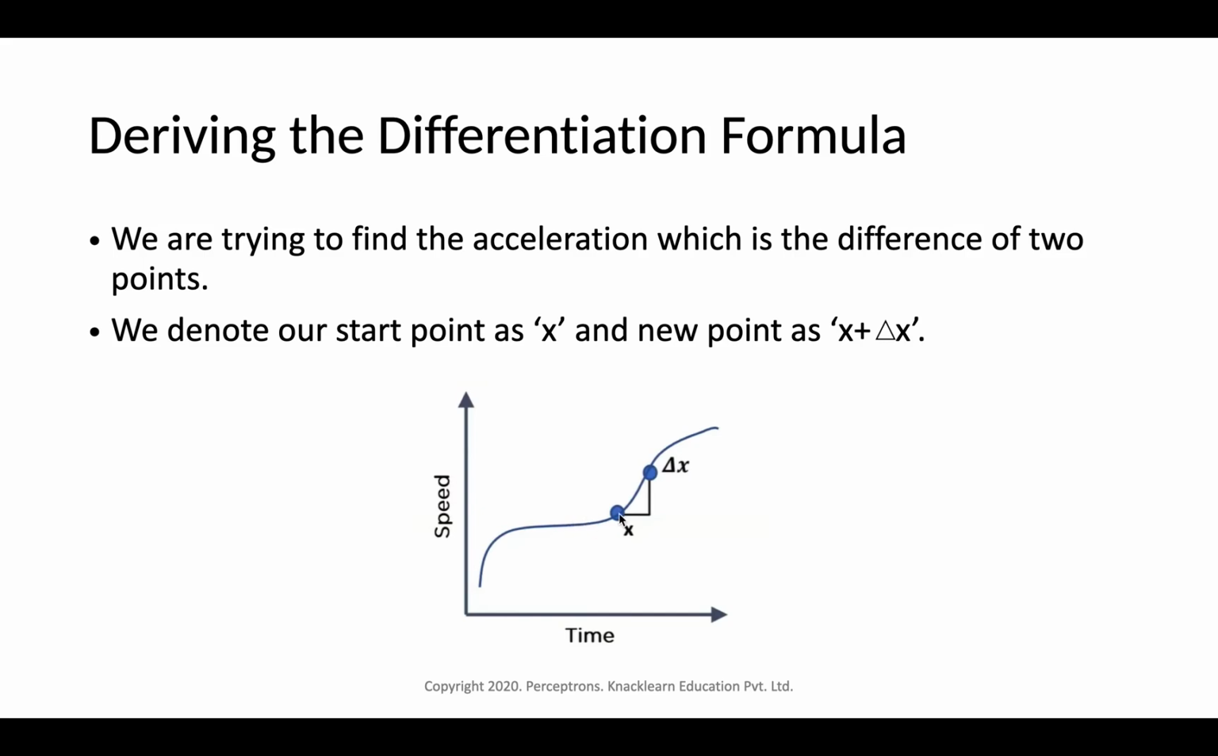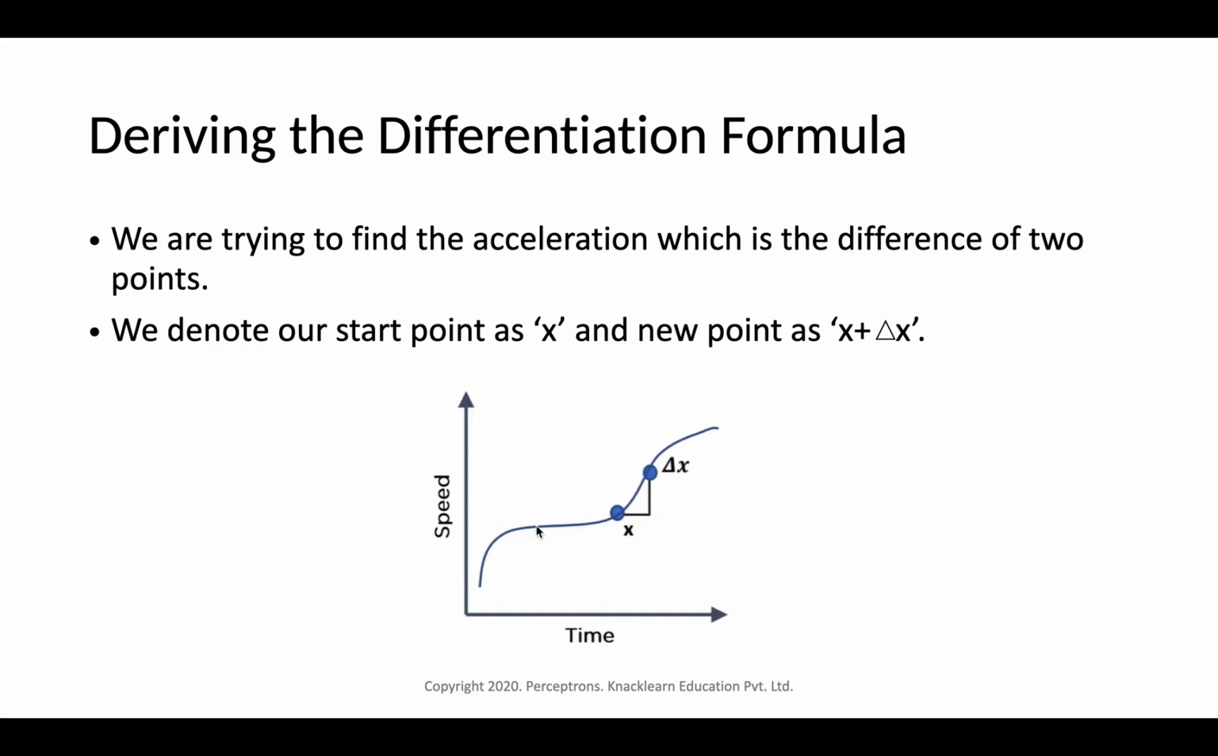So here I just want to know the acceleration within this particular range, that is x and delta x. So x is my starting point and delta x is my ending point. We can denote this as x plus delta x, which will tell us the change within this particular range. Within this complete plane there are so many points.